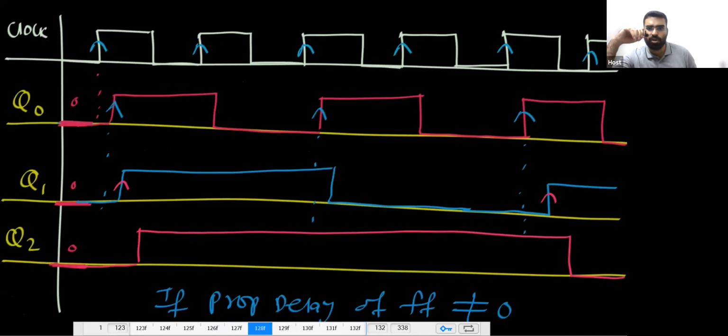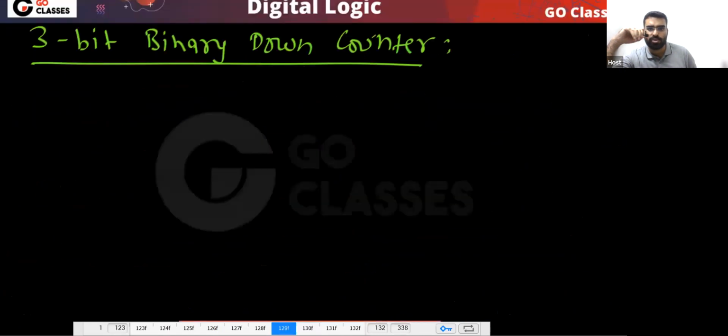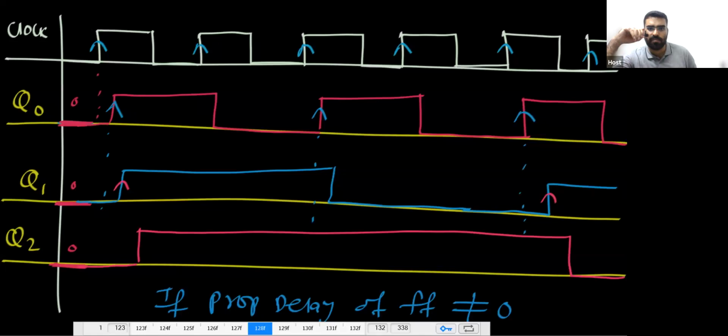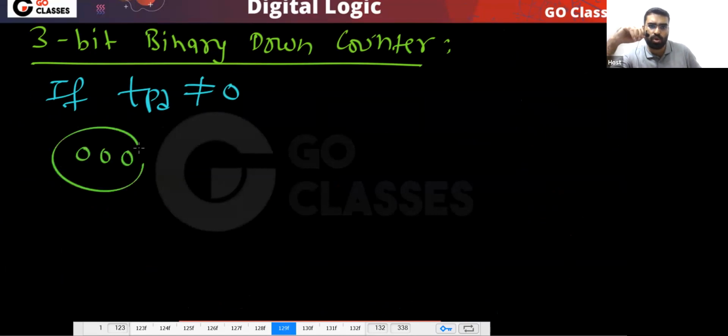And one more thing, what are the transient states? Let's also focus on the transient states. Because of this, how many transient states are we getting? If the propagation delay is non-zero, then there will be transient states. From 0,0,0, where should you go? You should go to 1,1,1. But actually, what will happen?